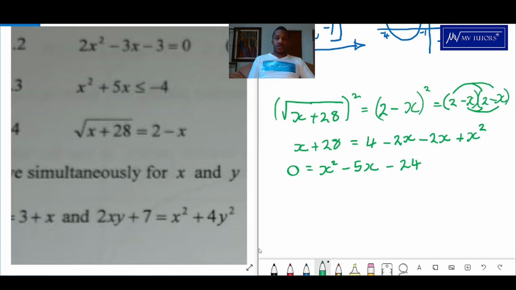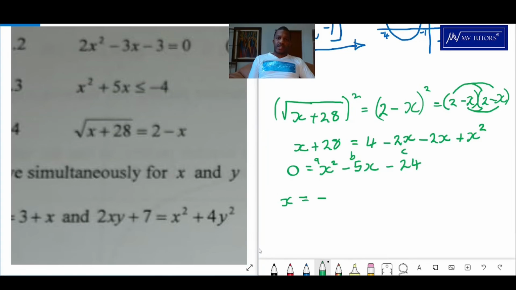Okay, so once I'm here, I need multiples of 24 that can give me 5. But you know what? I'm going to use the quadratic formula because I don't want to think too much. So it's minus b. So let me just put my variables there. It's a, b, c.